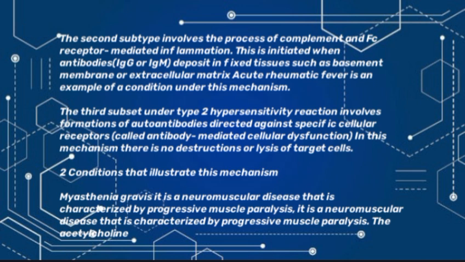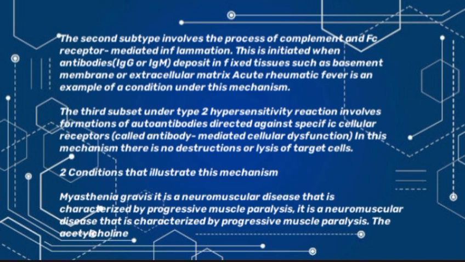Second subtype, complement and receptor-mediated inflammations. By binding to self-antigens, antibodies can trigger the complement pathway. This results in the synthesis of complement components C3a and C5a, which function as chemotactic factors for neutrophils, bringing them to the site and activating them. The tissues are then damaged by the enzymes and reactive oxygen species that these neutrophils subsequently release.